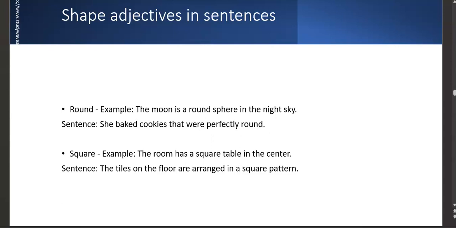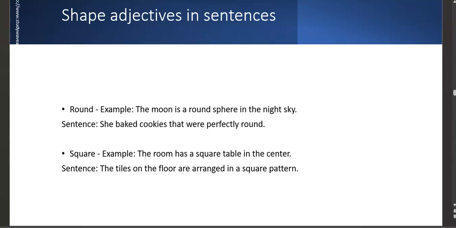So you're not looking at just any other cookie or any other moon, but you're specifically talking about she made some round, perfect cookies. They were not crooked but round. So with shapes too, you get a clear picture of what you're being taught. Square is also another shape. The room has a square table in the center. The tiles on the floor are arranged in a square pattern.